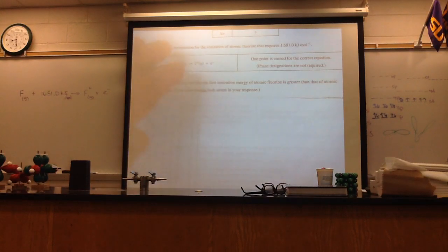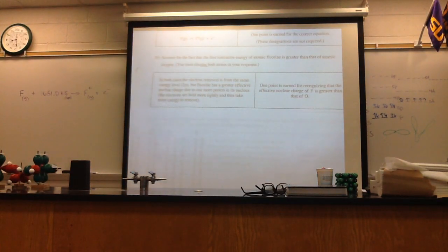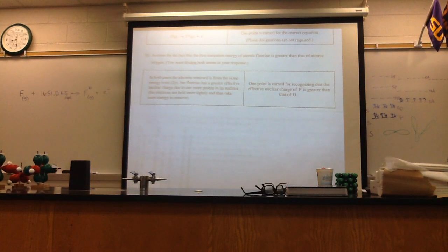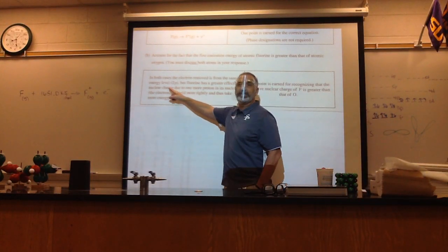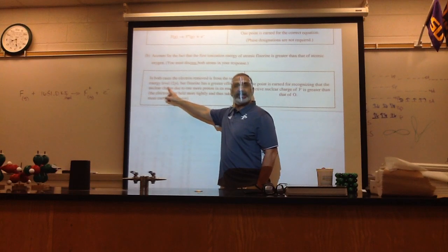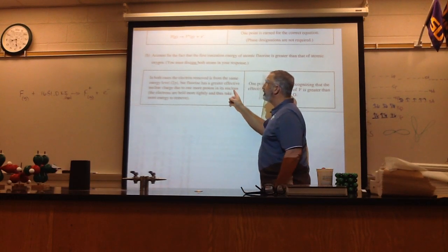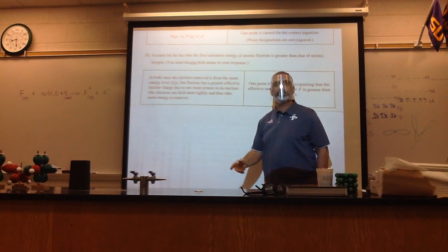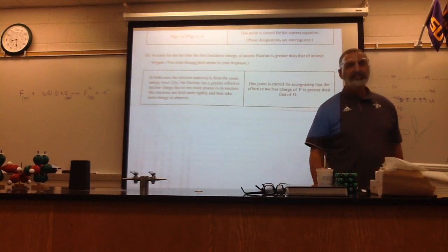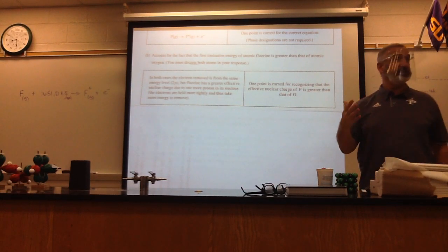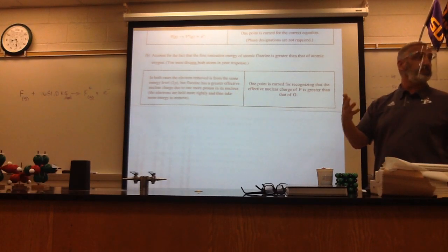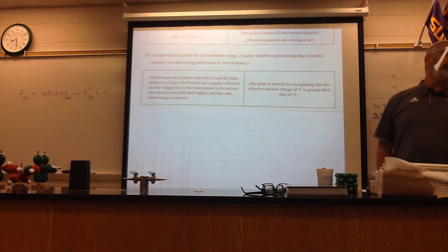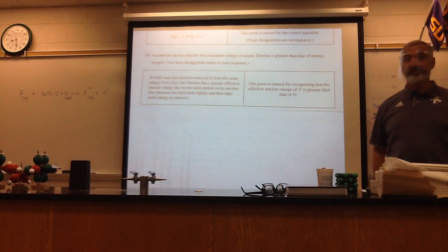And notice the rubric. In both cases, the electron is removed from the same energy level. That has to be clarified at the beginning. But fluorine has greater effective nuclear charge. What does that mean? More protons. But if you want to be fancy and impress AP readers, you use the term effective nuclear charge rather than more protons. But if you say more protons, it's 100% correct.